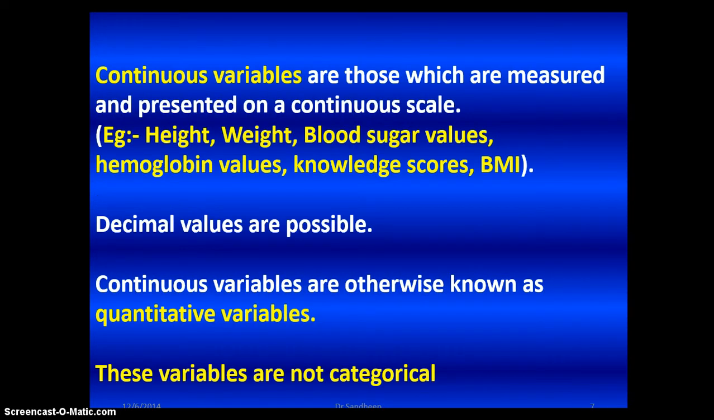Continuous variables are those which are measured and presented on a continuous scale. For example, height, weight, blood sugar values, hemoglobin values, knowledge scores, body mass index, serum cholesterol values. All these can be presented on a continuous scale and decimal values are possible. Continuous variables are otherwise known as quantitative variables. Quantitative means can be measured. These variables are not categorical.